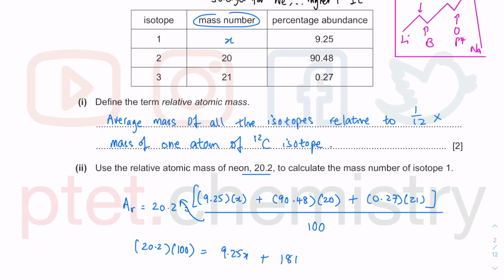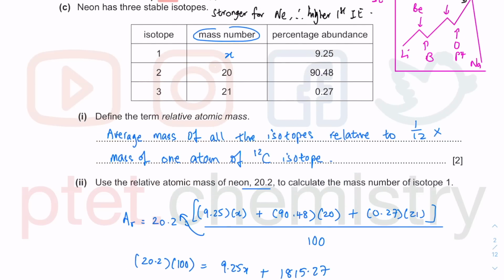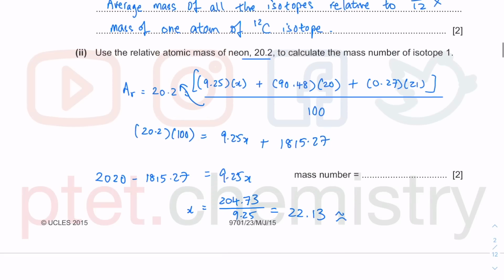I will get 1815.27. Of course, then I just need to move my whole number to the other side. 20.2 times 100 is 2020, minus 1815.27. My x is going to be that thing minus that, and I get 204.73 divided by 9.25, and I get 22.13. Of course, they don't tell us how many decimal places, but we look at the data provided: this will be a whole number for the mass number. So I'm going to round this to the nearest whole number, just to be consistent with the data given.